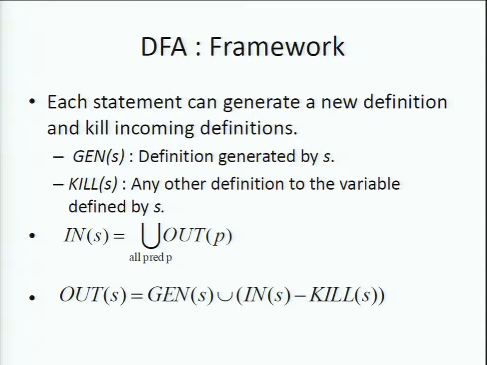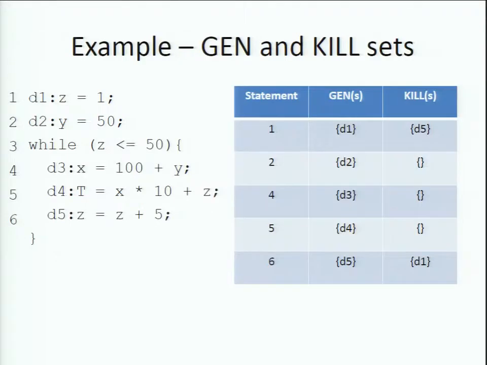Once you know in-s, you know that out-s can now be related from gen-s, in-s and kill-s. Gen-s is the set of statements that is generated by s itself. Therefore, out-s will be equal to gen-s union (in-s minus kill-s), because kill-s will be the set of statements that will be killed by the statement s. So you subtract them from in-s, and gen-s will be the set of definitions generated by s.